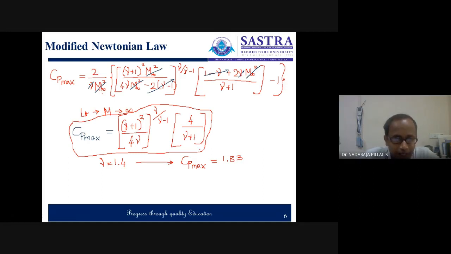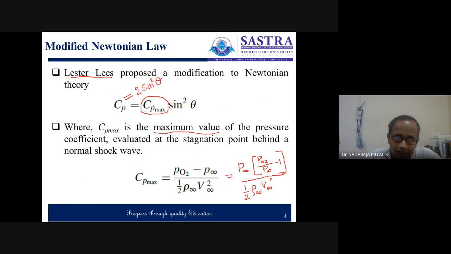Now let us assume gamma equal to 1. Then what will happen? When gamma is equal to 1, this equation for Cp max will be reduced to 2. Do you remember what this 2 is? If you substitute the Cp max of 2 in this equation, it becomes the Newtonian proposal of the sine square law.